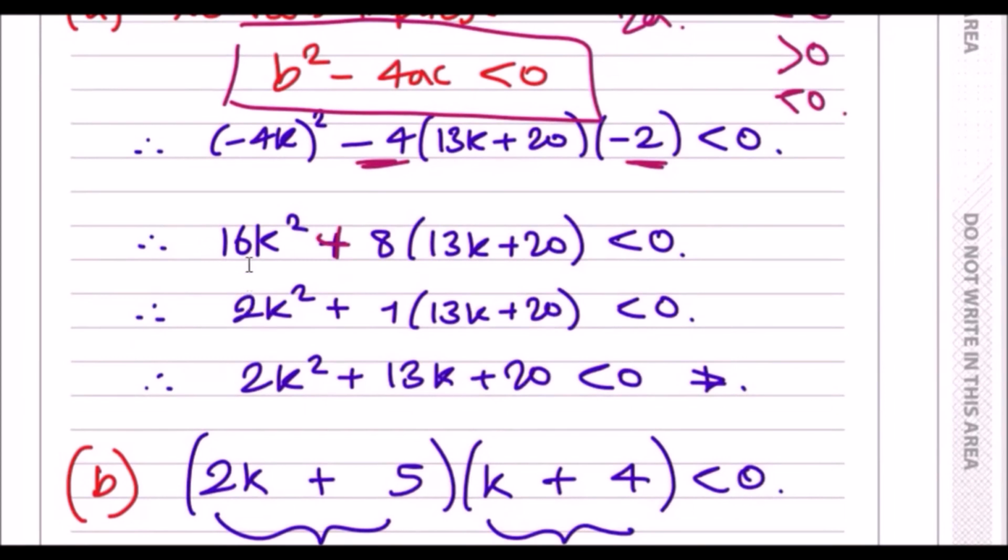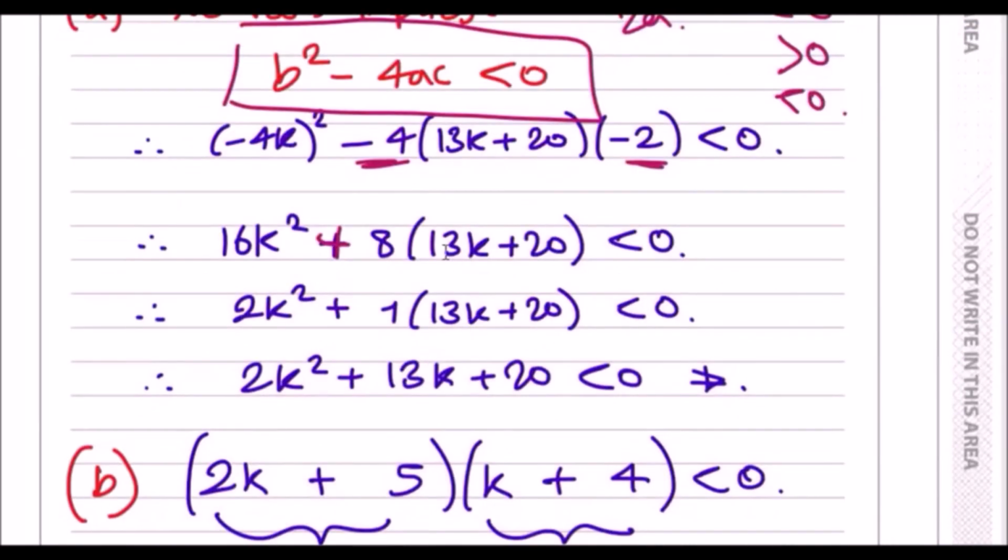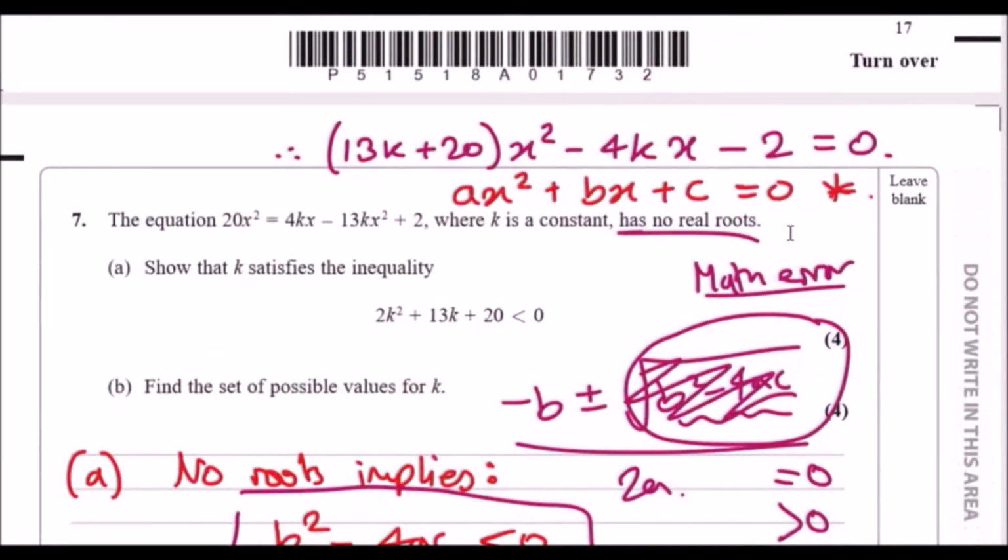And from this step to here, I just divided by 8 because I realized that 16 and 8 are both in the 8 times table. Dividing by 8, you get 1 and 2. And then expanding this one, you get the same result. And because the solution tells us it's 13k plus 20, we know that this bit was fine. So we could just divide by 8. And that's it. Done. Now, for part B, it says find the set of possible values for k.